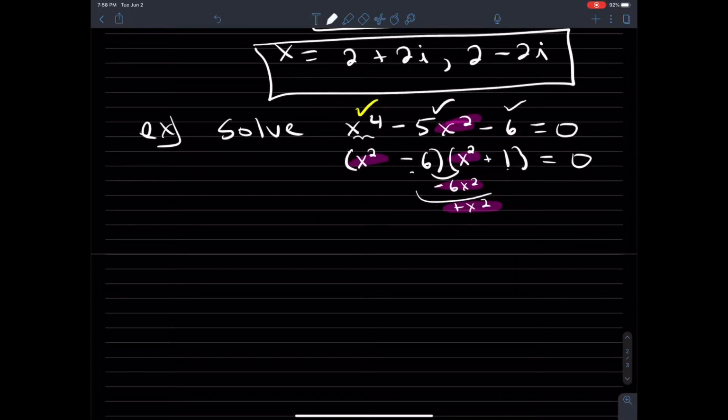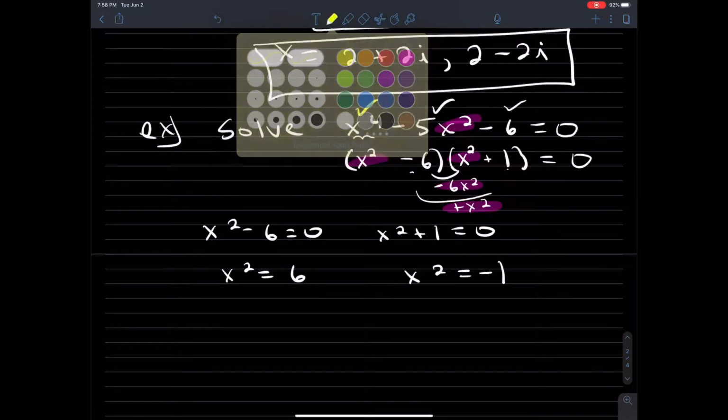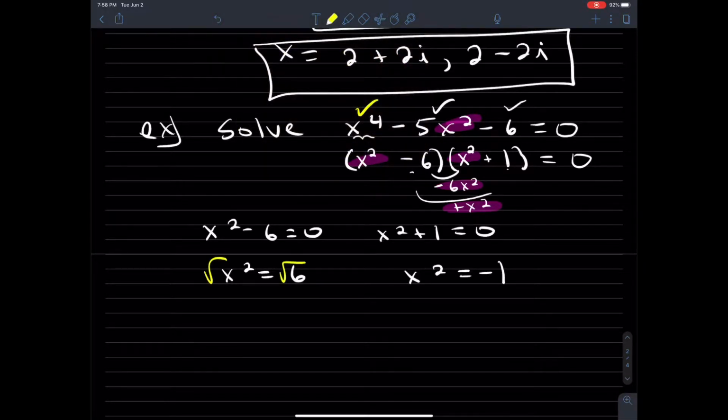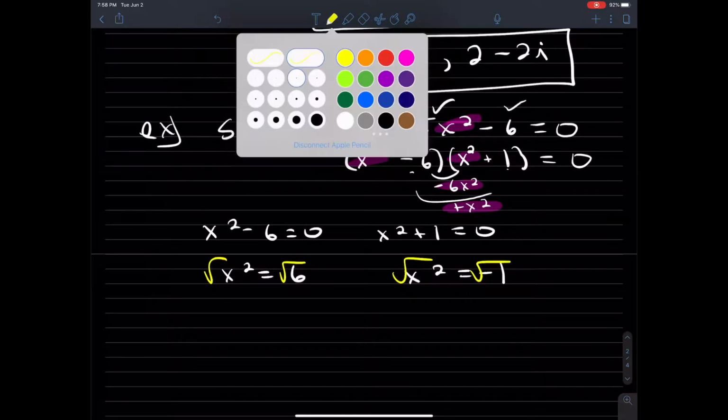I'm going to set each factor equal to 0, and isolate. Now we can extract the root. So x squared is equal to 6. Over here, doing it simultaneously, x squared equals negative 1. And then I'm going to take the square root of both sides.